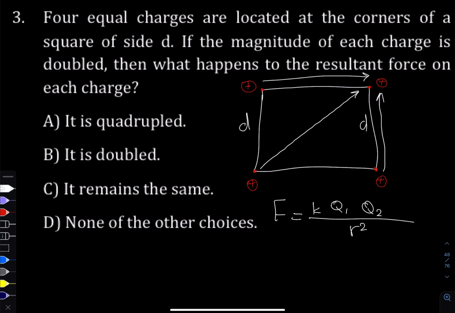This one would be, if you use the Pythagorean theorem, D squared plus D squared, and then you square root it, and it should become that. That should be the square root of 2D squared. And so that would give us something like that.